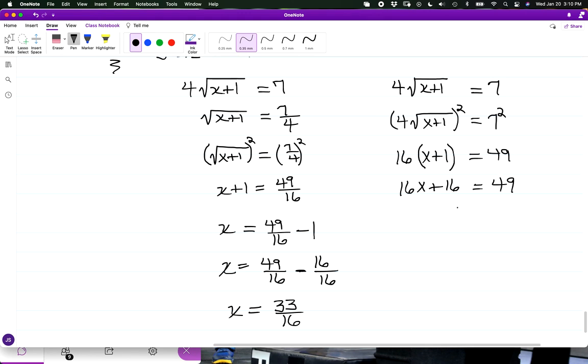And guess what? Taking 16 away from 49, I have 16x is equal to 33. And with division by 16, with this approach, we have x come out to 33 over 16. Okay, so different pathways, but still leading to the correct solution.